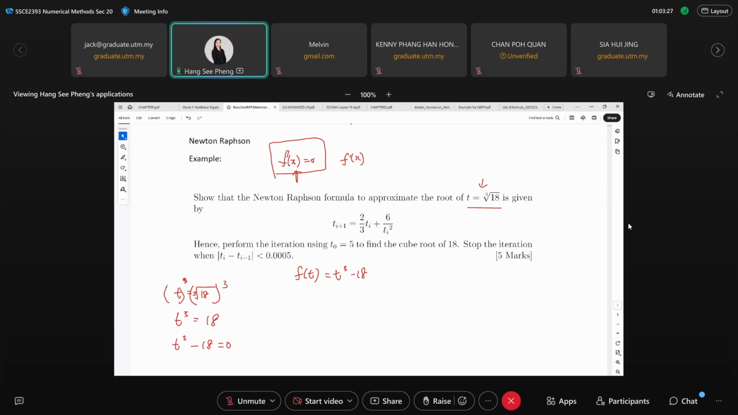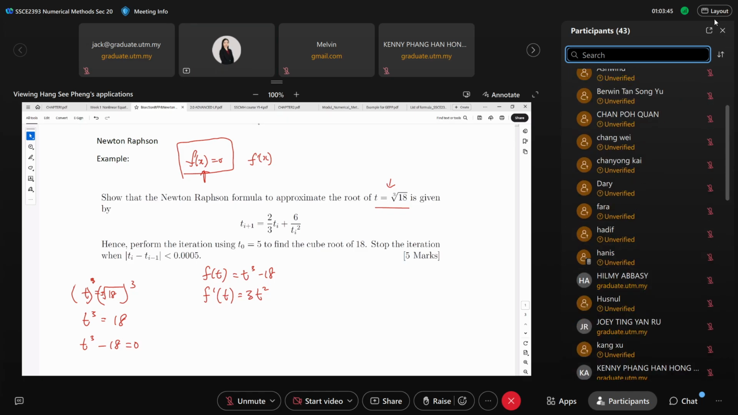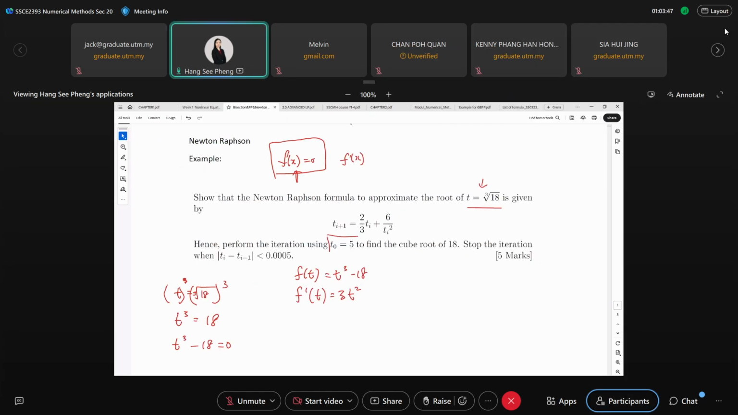Once you have f(t), it will be the same as what we have in the textbook. So just calculate what f(t) is. This is f(t), and I have f prime (t) with you. Is the t naught given? Yes, this is the t naught. Now you can form the equations using the Newton-Raphson formula. So now you want to find t(i+1).